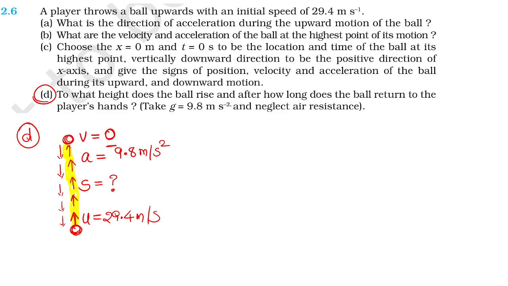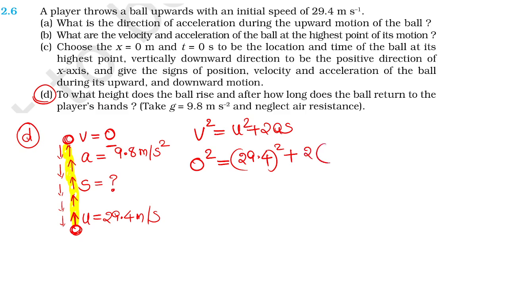So is there any formula connecting U, V, A, S? We studied in the previous class that V square equals U square plus 2AS. The sign of the acceleration is negative because the speed is decreasing, right? V equals 0, U equals 29.4, squared. 2 into A, which is minus 9.8. S is the height, the distance traveled.